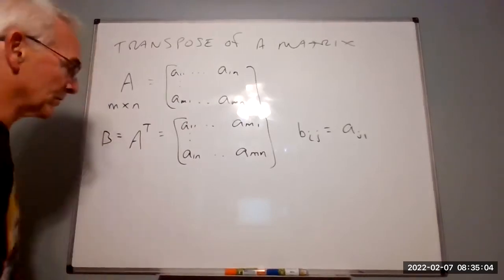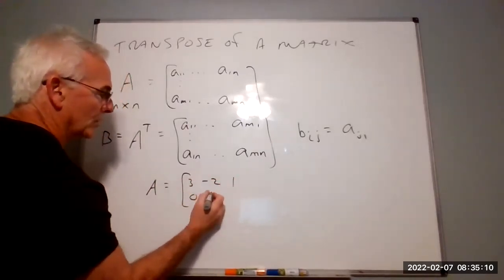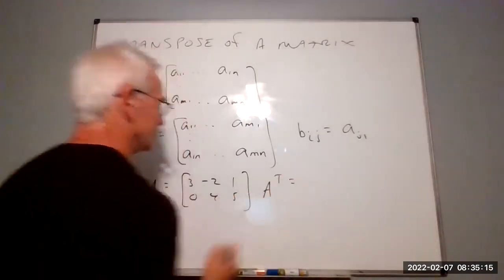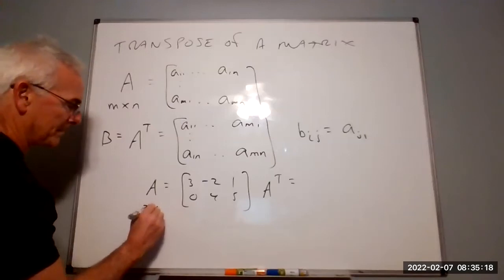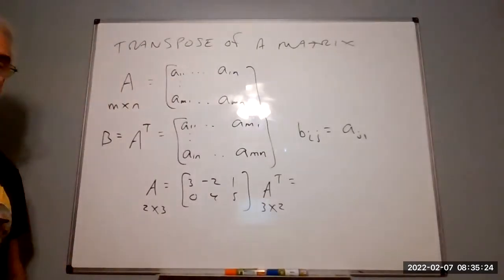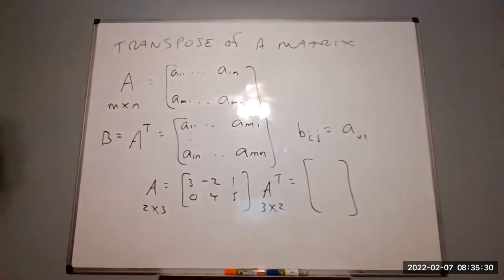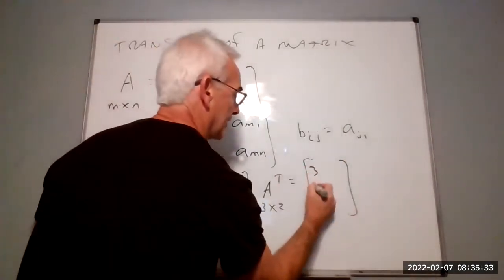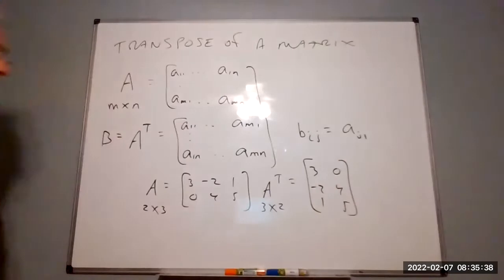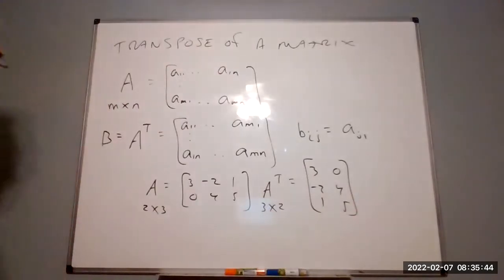So let's do it with numbers and see what it looks like. If matrix A was 3, -2, 1, 0, 4, 5, then matrix A transpose, well, first of all, this matrix here is 2 by 3. So matrix A transpose is going to be 3 by 2. It's going to be a different shape. And the rows of A become the columns of A transpose. So 3, -2, 1, 0, 4, 5. Like I said, this is still the upper left, this is still the upper right, but everything else switched places.